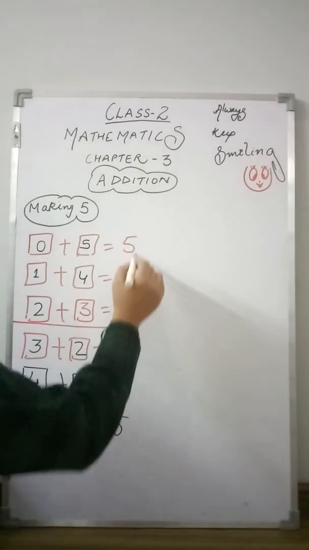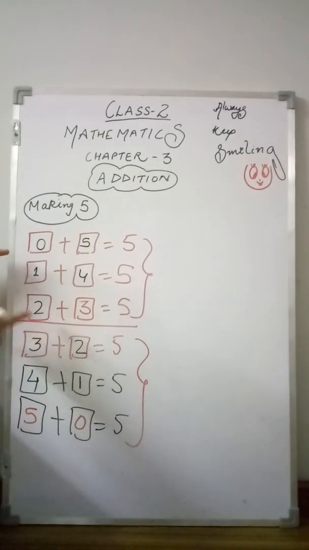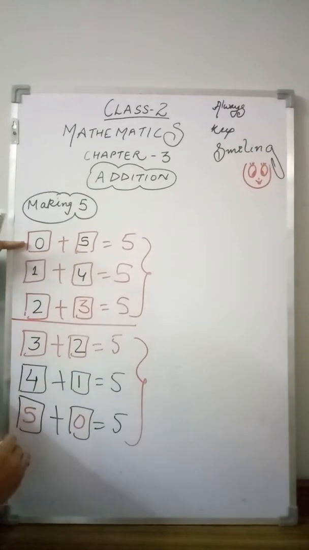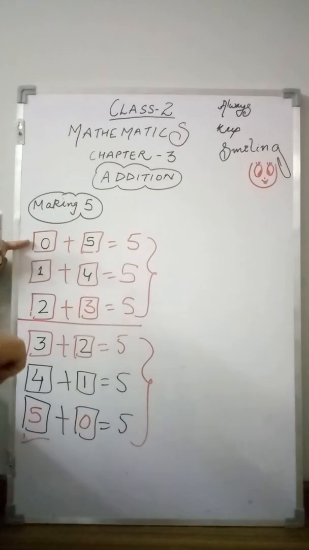Students, we have 3 pairs, but we can also write them in another way. They are just changing the order, 0 plus 5 and 5 plus 0. So you can write any one. You are not repeating 0 plus 5 and 5 plus 0.